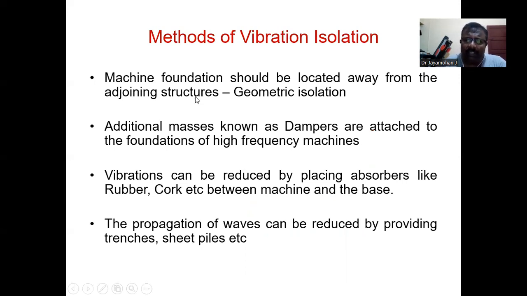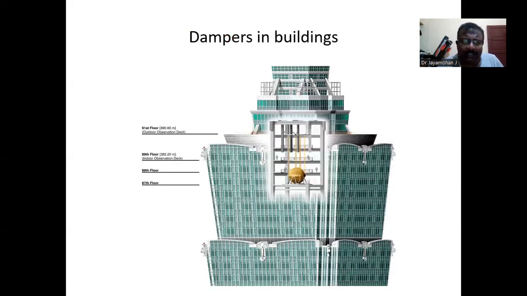Either the machine foundation can be located far away from the adjoining structure. We call it geometric isolation. Or we can provide additional elements, additional masses called dampers, so that it will bring down the vibration. Or we can provide vibration absorbing material between the machine and foundation, like rubber or cork, so that they will absorb the vibration. Or the propagation can be prevented by providing trenches or sheet piles. So these are some methods of vibration isolation.